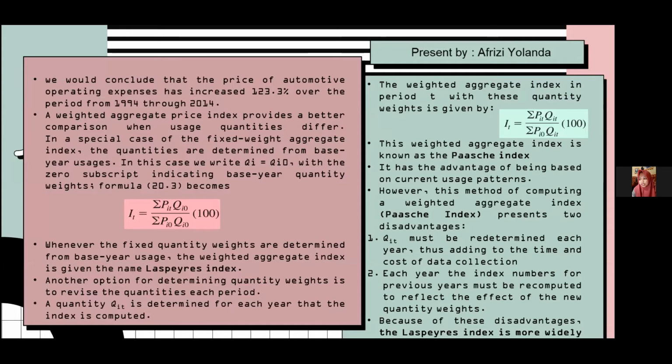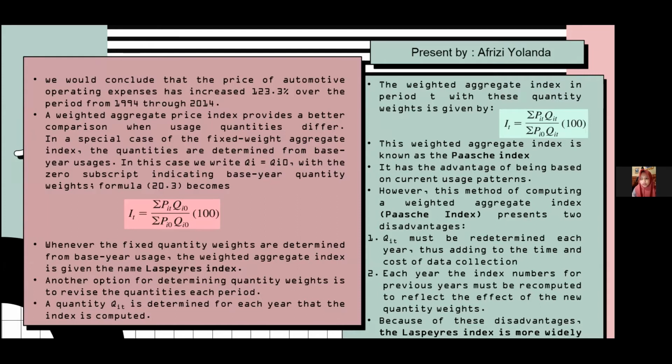We conclude that the price of automotive operating expense has increased 123.3% over the period from 1994 to 2014. In different uses, a weighted price index can provide a better comparison. Whenever a fixed weight number is determined through use of the base year, the weighted aggregate index is called the Laspeyres index.